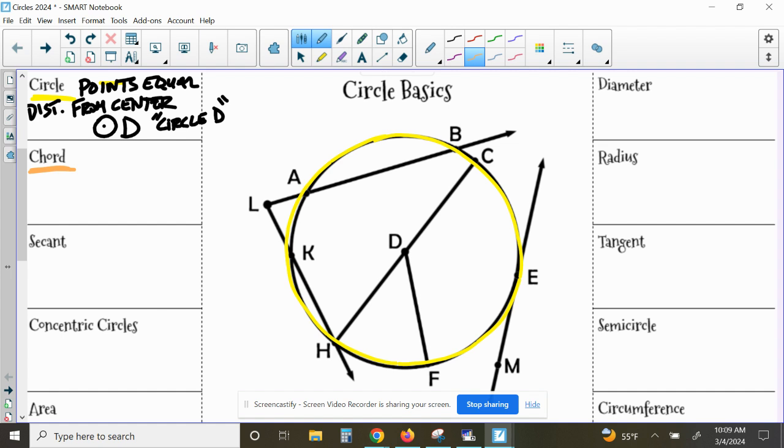So I'm just going to write both endpoints on the circle.